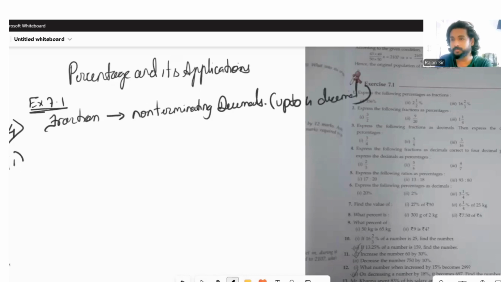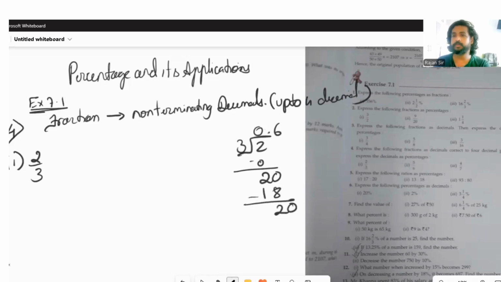Okay, so here's the first one, 2 by 3. Like I said, express the following fractions as decimals correct to 4 decimal places, and then express the decimals as percentages. First, how do you do it? We take 2 and 3, put a point and a 0. We have 6, 18, we get 2 again, and you can understand this will be 6, 6, 6, and so on. Go to the 4th place. Now, we want up to 4 places, and check the 5th.